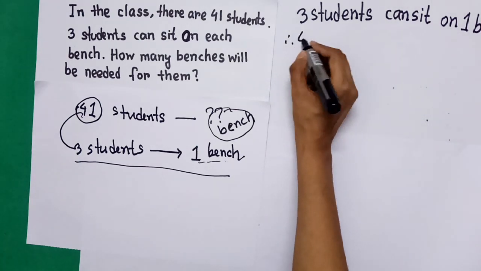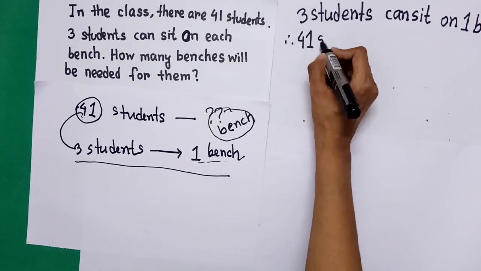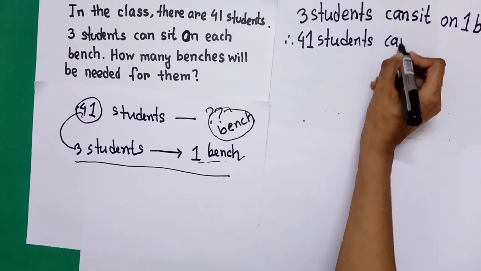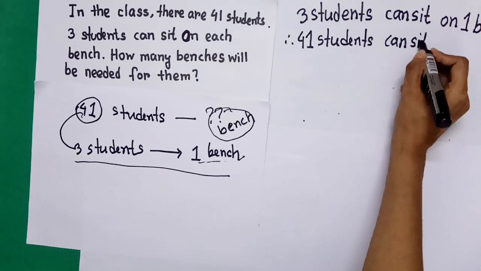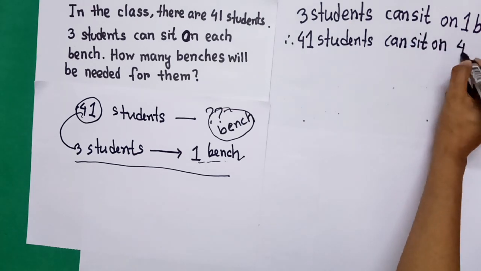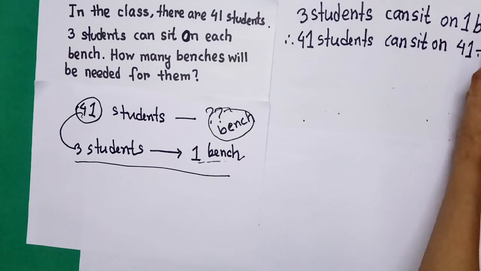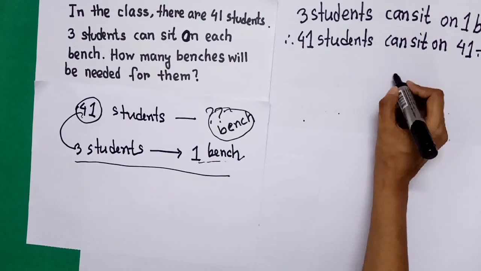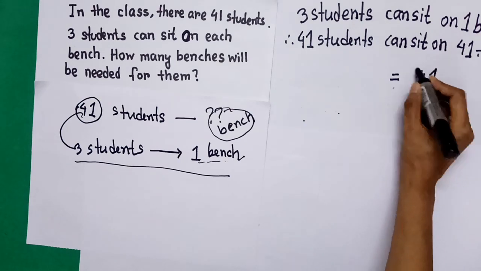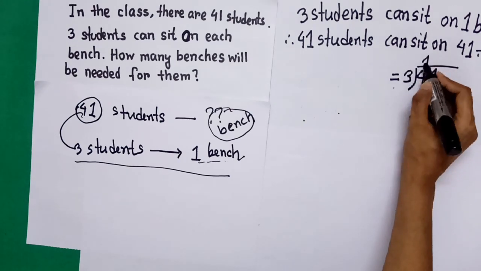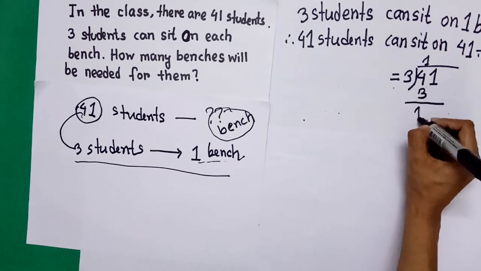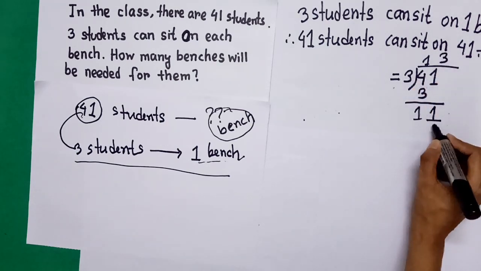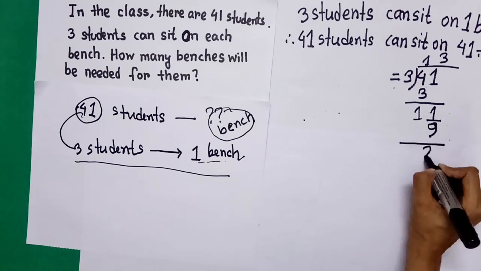Then we have to find 41 students can sit on 41 divided by 3 equals. 41 divided by 3: 3 ones are 3, 1, 1. 3 threes are 9, 2 left.